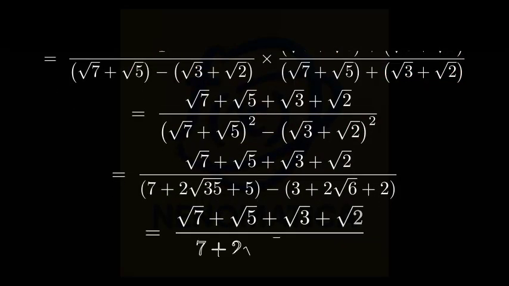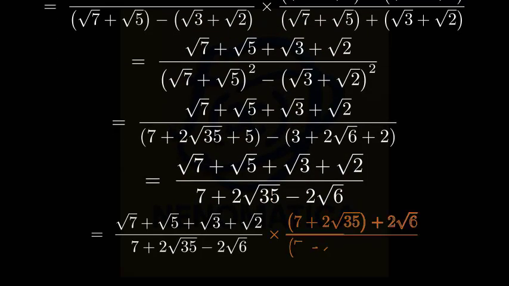Step 4. Combine like terms in the denominator. 12 minus 5 is 7, and the radical terms remain. So the denominator becomes 7 plus 2 times square root of 35 minus 2 times square root of 6. Step 5. To remove the remaining pair of radicals in the denominator, multiply by its conjugate, which is 7 plus 2 times square root of 35 plus 2 times square root of 6, over itself.